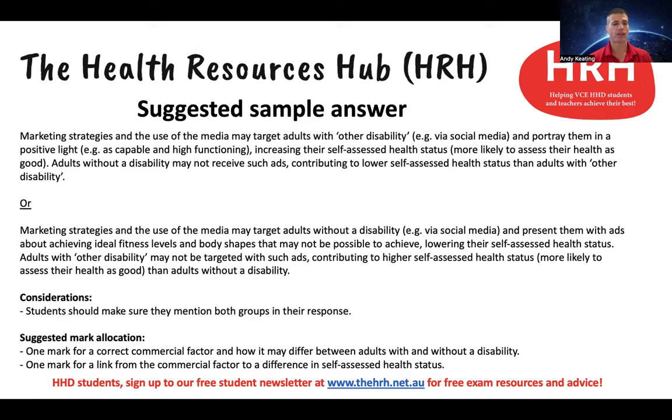And essentially the suggested mark allocation is a mark for the correct commercial factor and how it could differ between adults with and without disability, and then a mark for a link from that commercial factor to the difference in self-assessed health status.